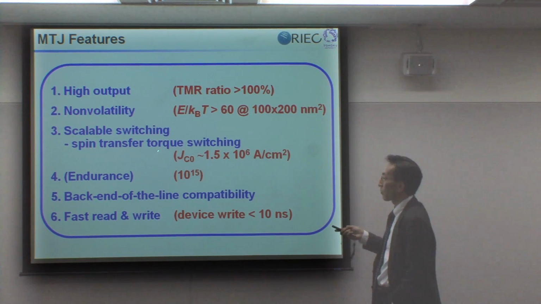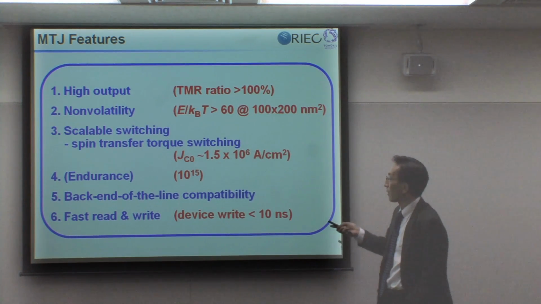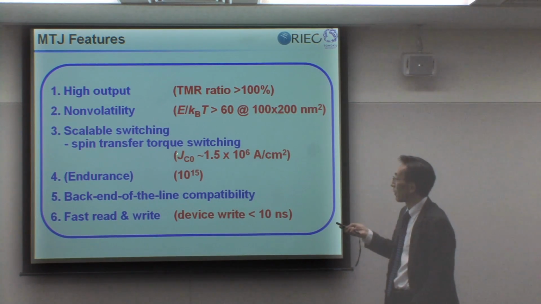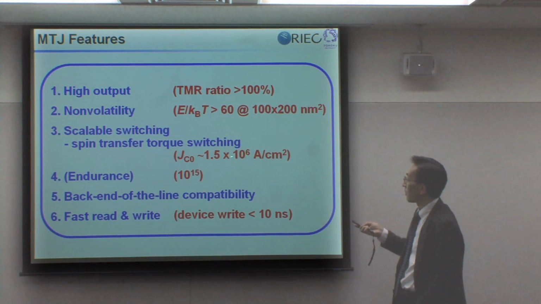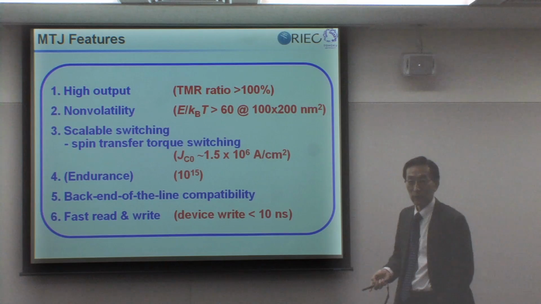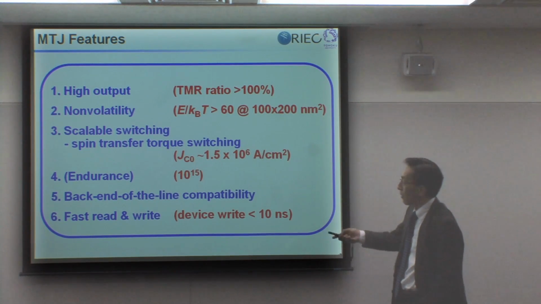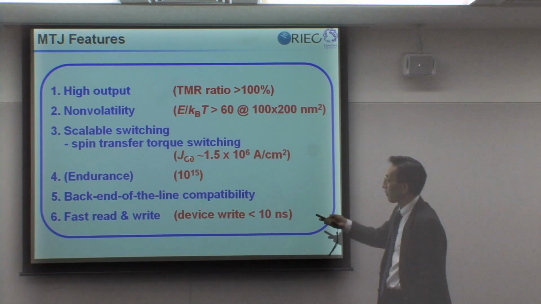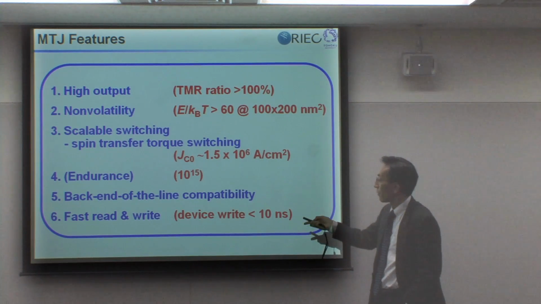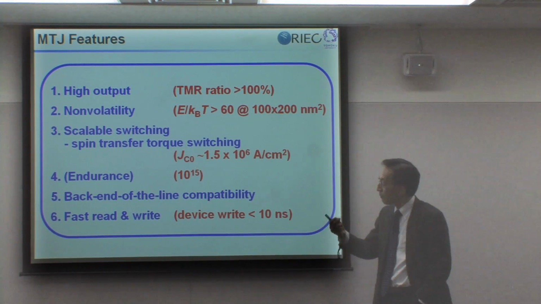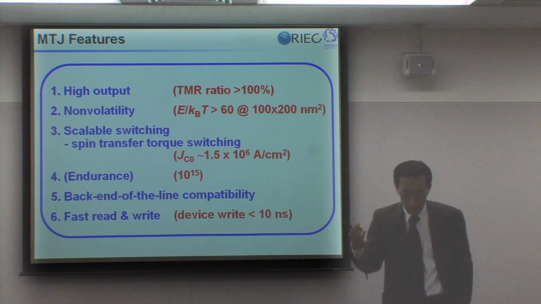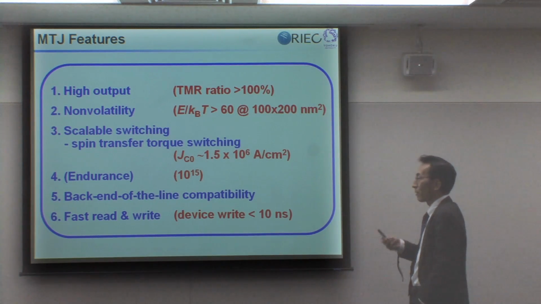And the spin transfer torque switching is being done, and the current density, although we would like to reduce it further, in the best case we can get 1.5 times 10 to the 6 amperes per square centimeter with this non-volatility. So that's reasonably good. We haven't been able to show the endurance up to 10 to the 15, but it appears that we can do the switching close to this number, which means that it is virtually infinite. You can switch it virtually infinite number of times.